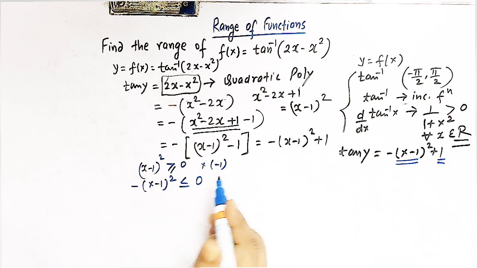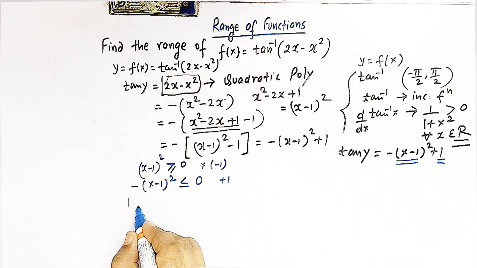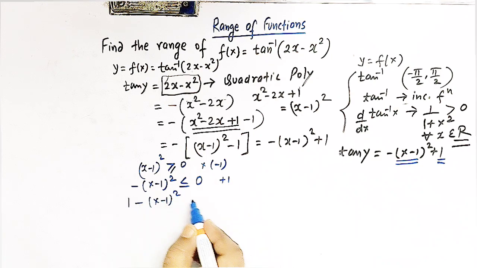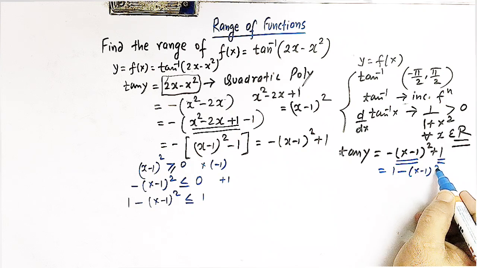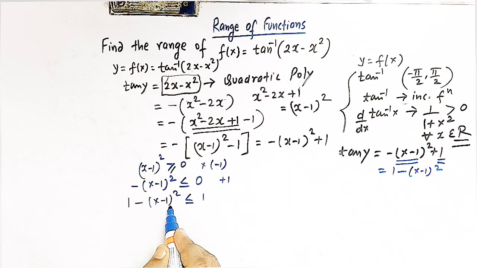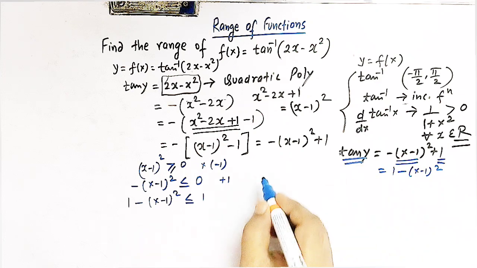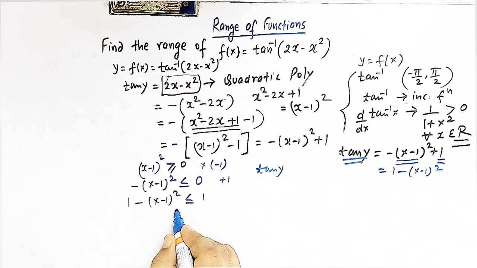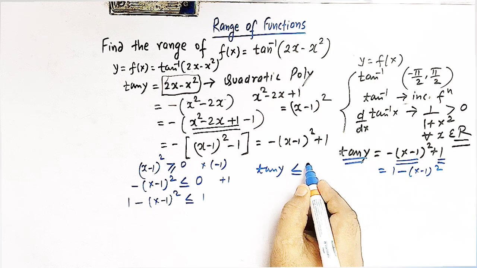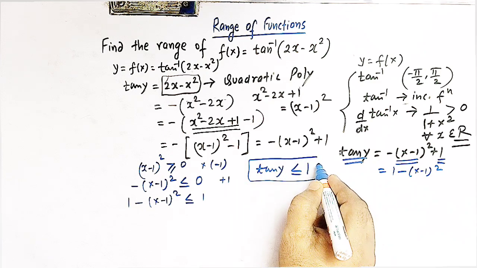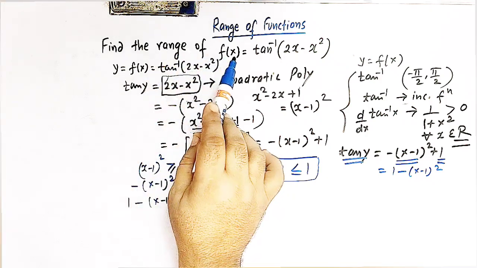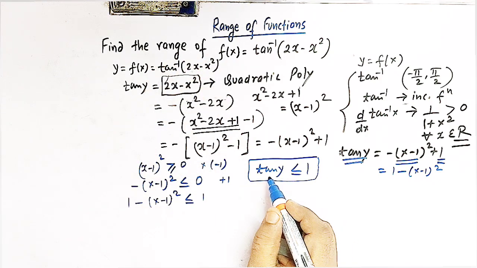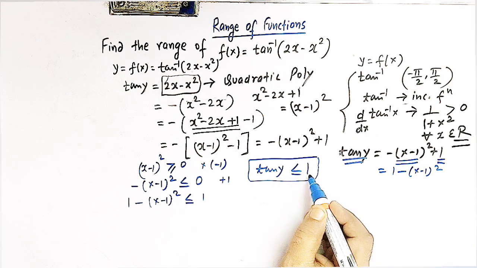So adding 1 to both sides, we have 1 minus (x minus 1) square, and here we have 0 plus 1, that is 1. Now see, this expression is 1 minus (x minus 1) square. So 1 minus (x minus 1) square is equal to tan y. So we have tan y less than or equal to 1, right? So this is an important inequality in connection to finding out the range of this function. So we have tan y is less than or equal to 1.